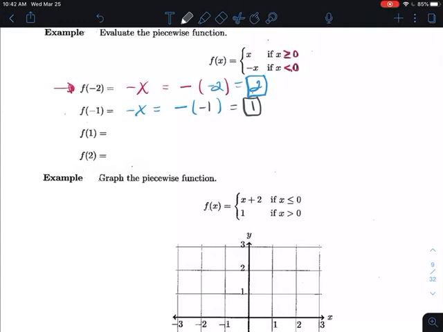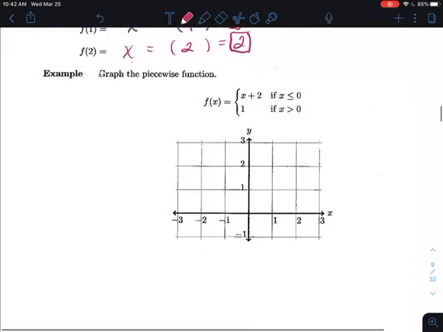f of 1: 1 is greater than 0, so I'm going to use x to help me find my answer. So in place of x, you're going to plug in 1, which is 1. And then for f of 2, you use x. And in place of x, you use 2. So the answer is just 2. And that's all there is to evaluating a piecewise function.